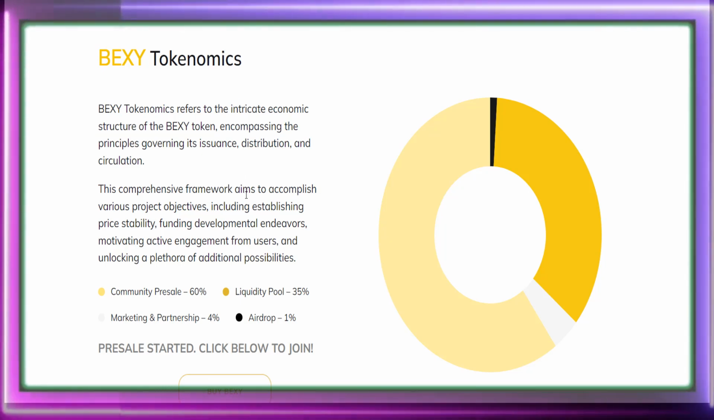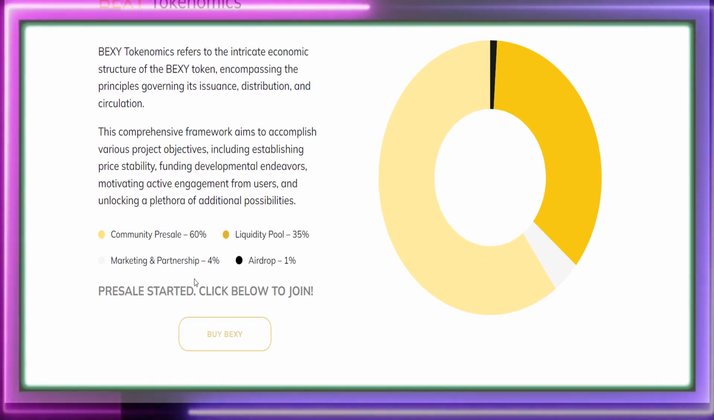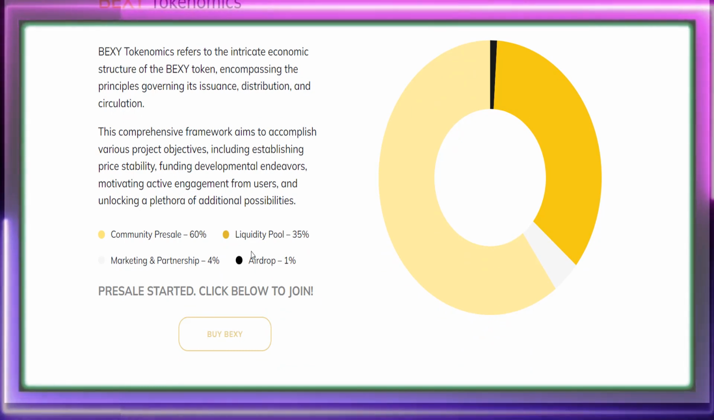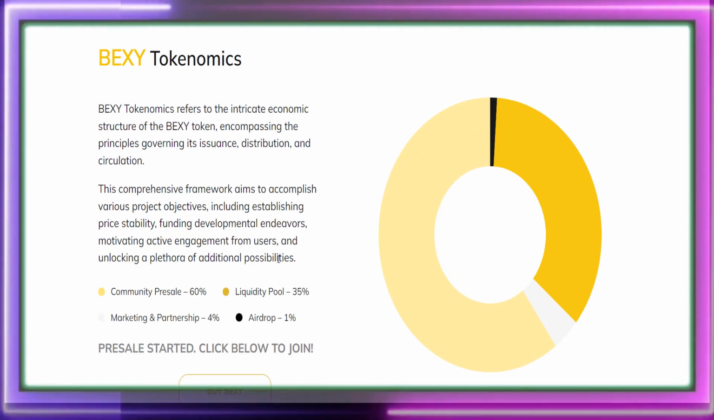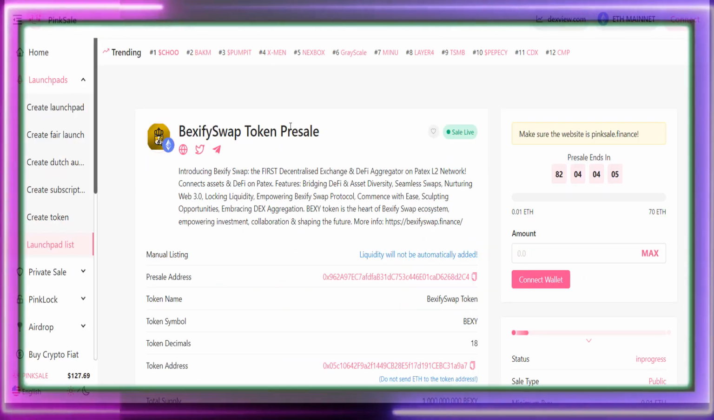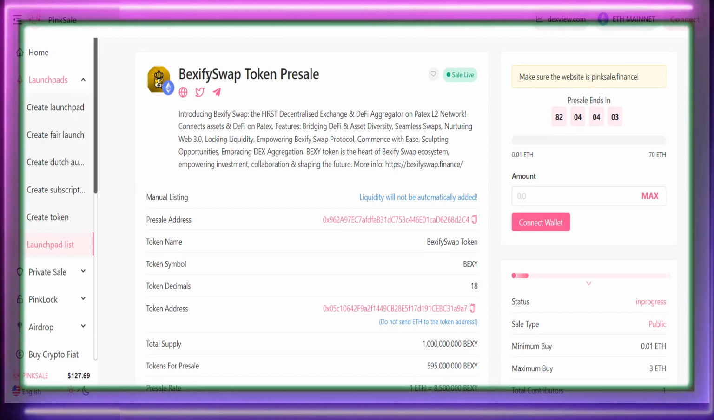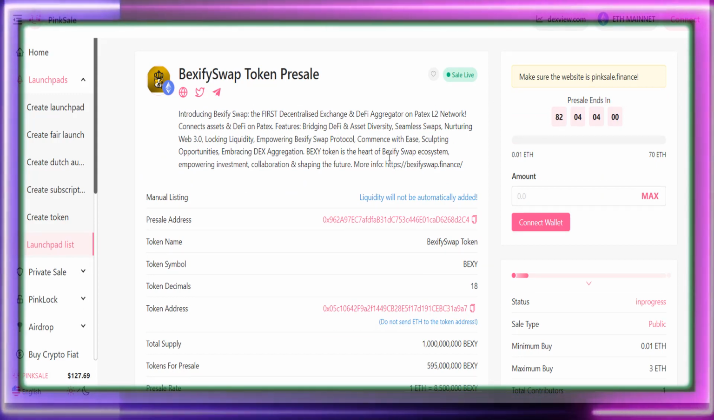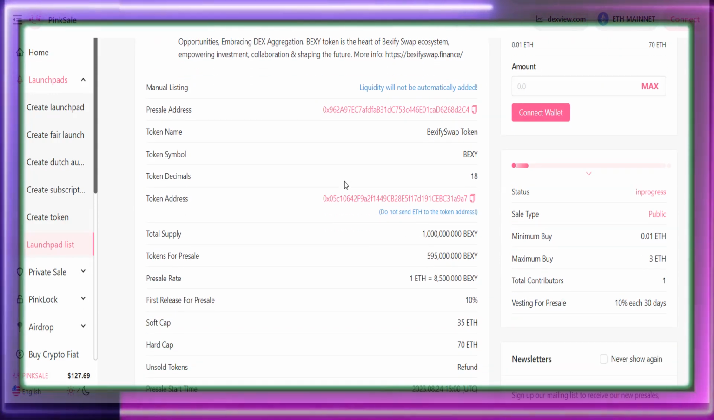What is the BEXY token? The BEXY token is the native token of the Bexify Swap ecosystem. It's used for a variety of purposes, including paying for fees on the exchange, staking to earn rewards, participating in governance, unlocking additional features.